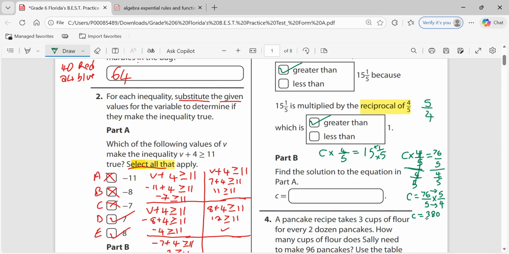I'm going to put that in my calculator. Divided by 5 times 4. I don't need a calculator, but 5 times 4 is 20. And then we're going to solve by dividing 380 by 20. And that's going to give me an actual number. It is 19. So C is 19.